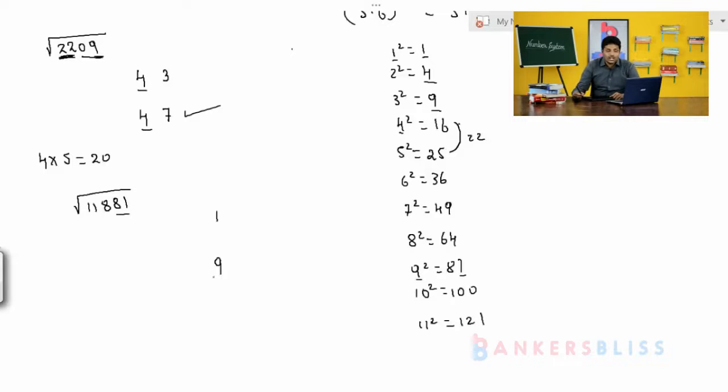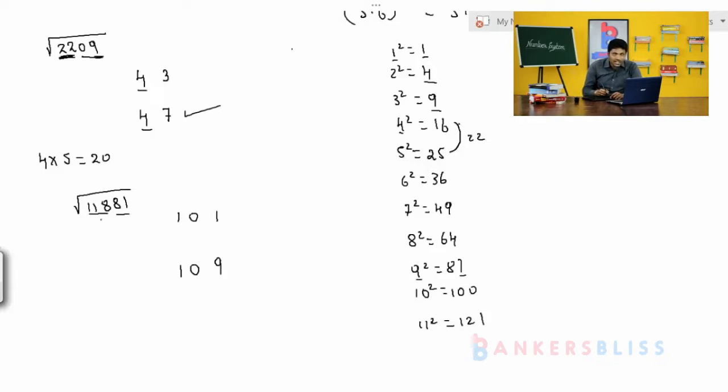So, 1 or 9. Next is 118. 118 comes between 100 and 121. The square root of 100 is 10. So your answer is 101 or 109.